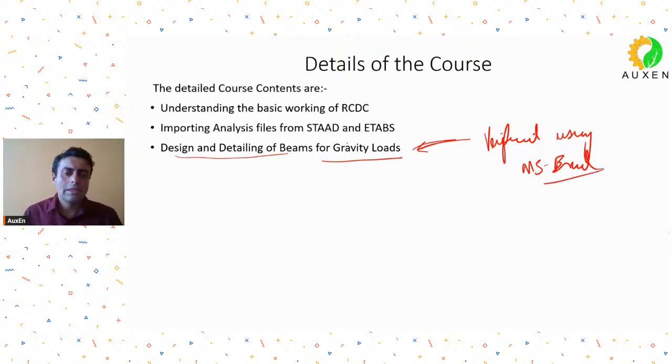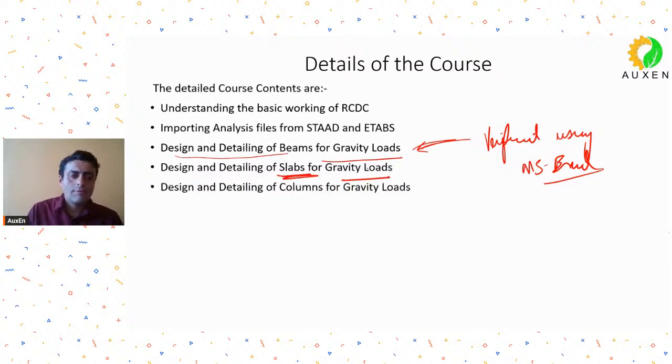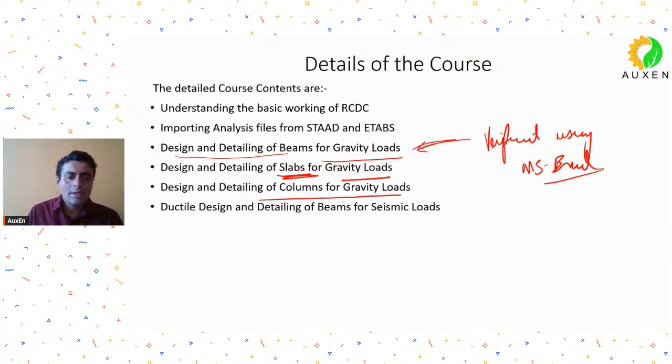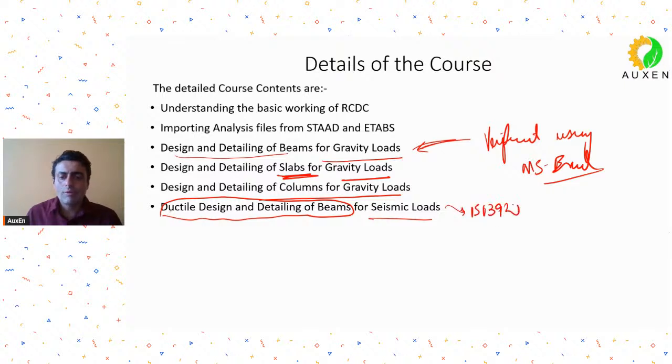So we'll start with the design and detailing of beams for gravity loads. Then we will move to design and detailing of slabs for gravity loads. Then we'll do the design and detailing of columns for gravity loads. Once these things are done, then we will do the ductile design and detailing of beams for seismic loads. So when I say seismic load, basically I am trying to say that we will do it by the provisions of IS 13920, which is the code for ductile design and detailing of RCC structures subjected to earthquake loads. So this is what we will do.